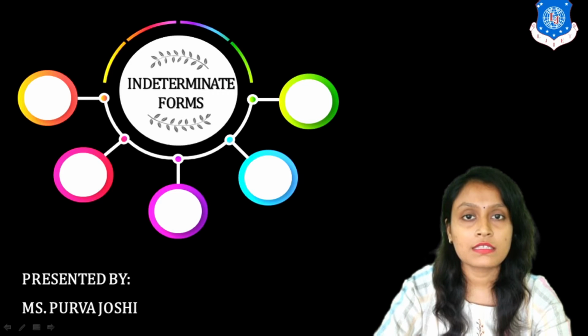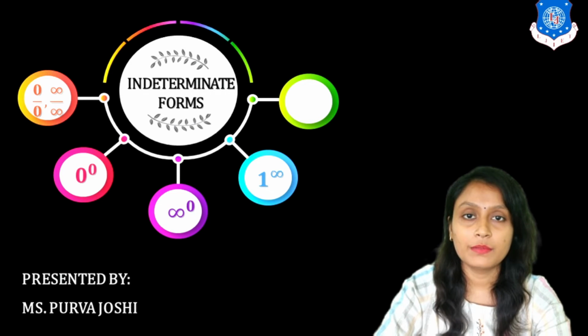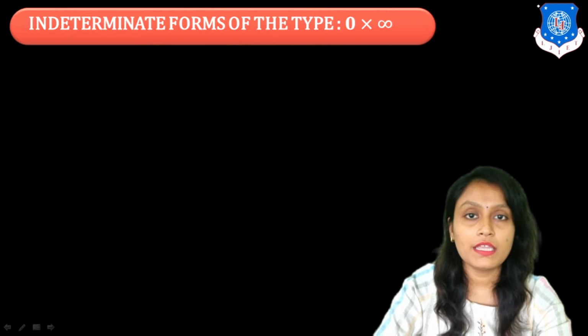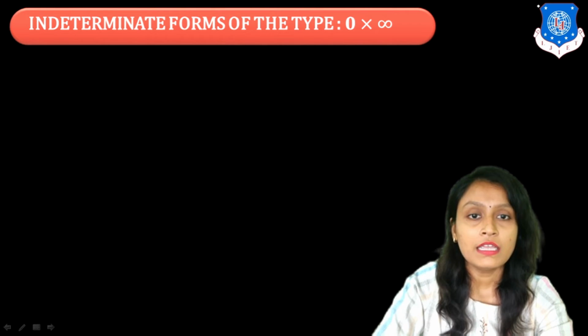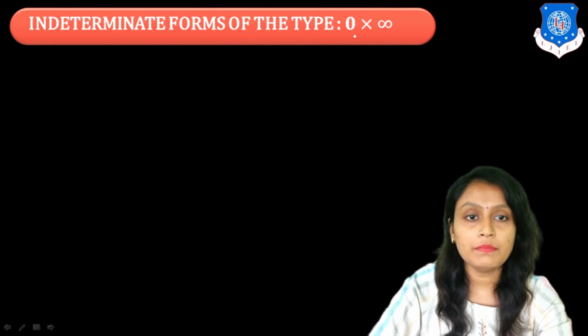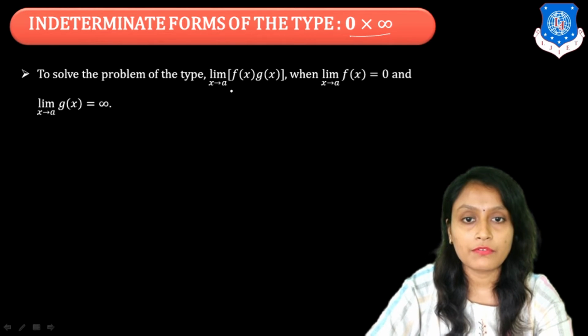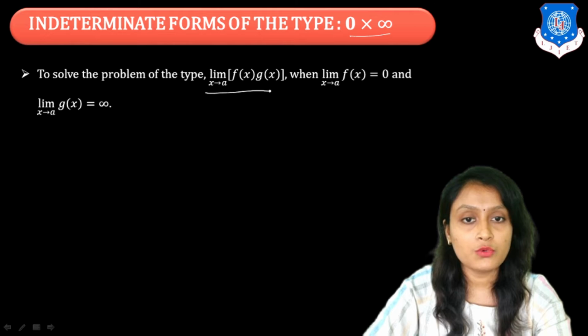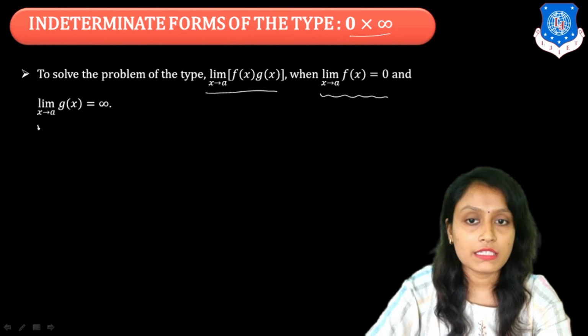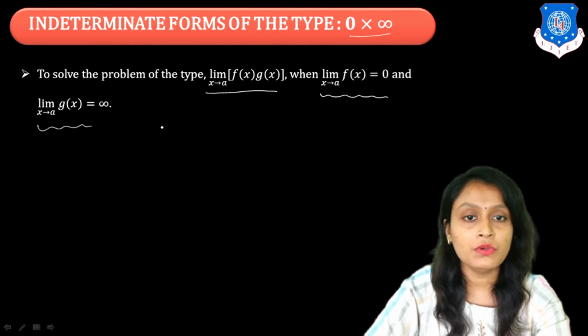Today we will discuss few more topics of indeterminate forms. So let's begin with the first topic, that is indeterminate forms of the type 0 into infinite. To solve the problem of the type limit x tends to a f of x into g of x when limit x tends to a f(x) equals 0 and limit x tends to a g(x) tends to infinite.